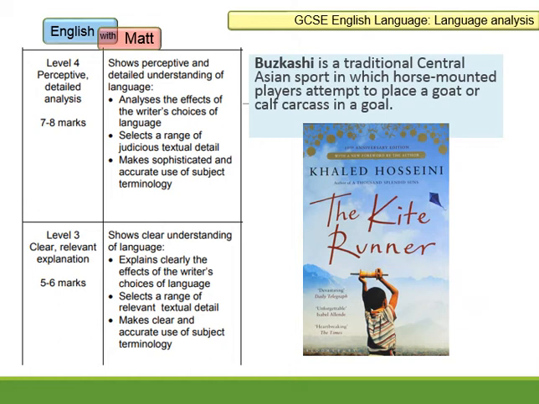For this question, we're going to be dealing with a tournament which is called a Buzkashi tournament. Pardon my pronunciation there if it's wrong. It's a traditional Central Asian sport in which horse-mounted players attempt to place a goat or calf carcass in a goal. Because The Kite Runner is partly set in Afghanistan, this particular form of sport might not be familiar to us here in the UK or in the West. So that's what that means.